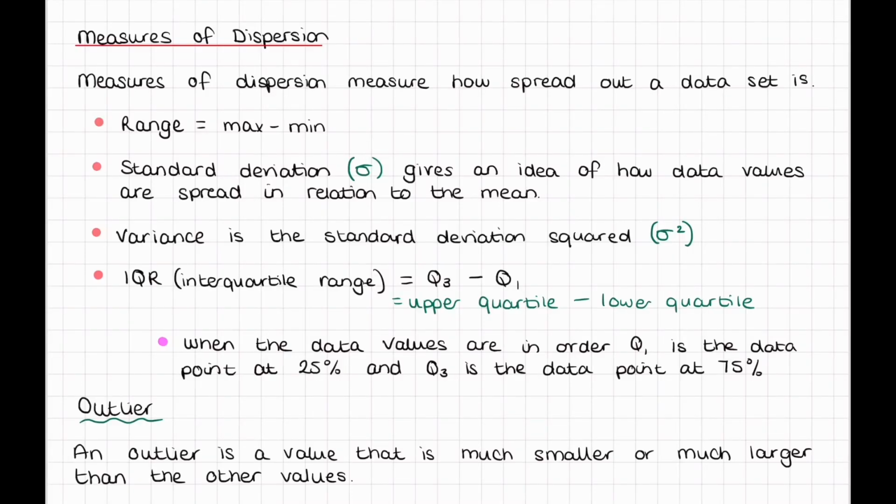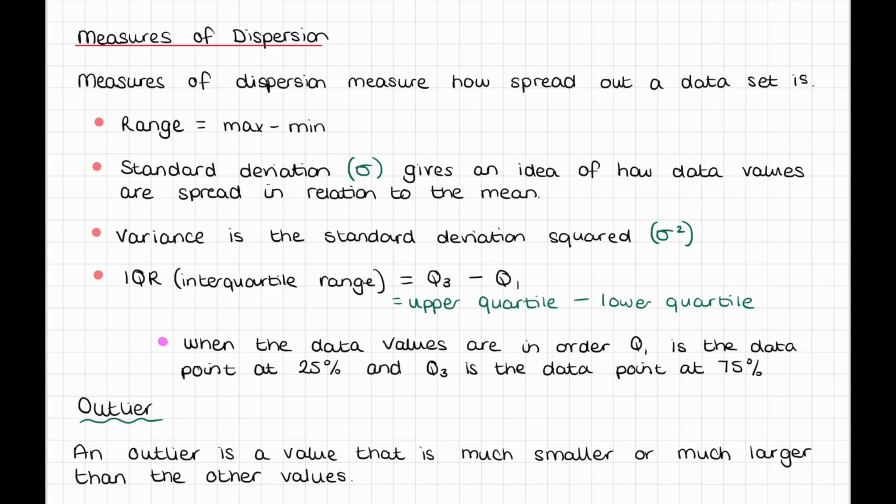This video is on measures of dispersion. Measures of dispersion measure how spread out a dataset is, and there are a few different ones that we can look at. So we have the range, which is the maximum value minus the minimum value. The standard deviation, and we use that symbol there, gives an idea of how data values are spread in relation to the mean. The variance, which is the standard deviation squared.